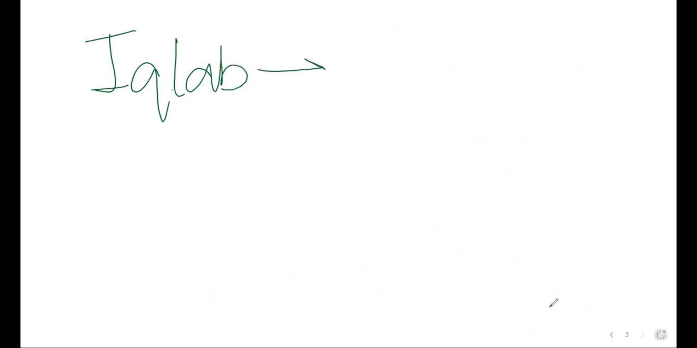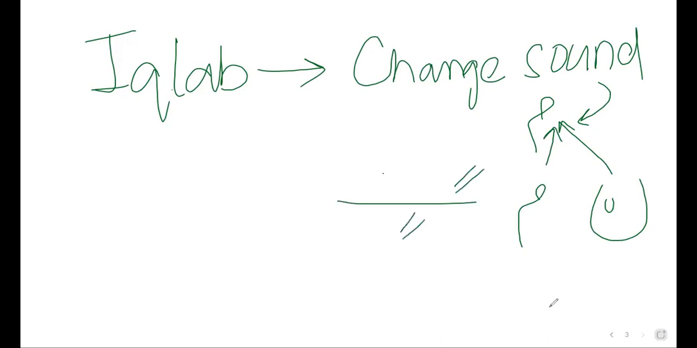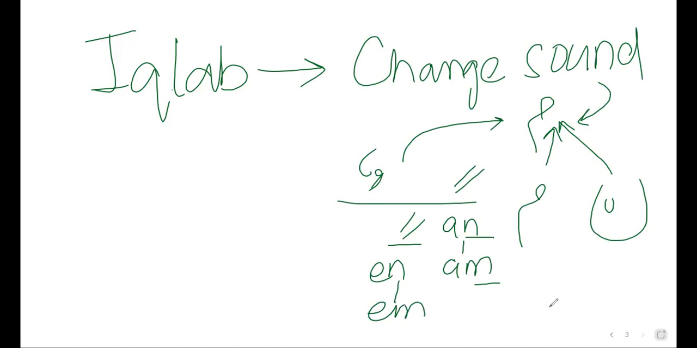Iqlab. Iqlab basically means you have to change the sound. Change the sound into what? Change the sound into meme. If you have the letter noon, change the sound into meme. If you have the letter meme, change it into meme, which is going to be the same. If you have the double zabar, the double zir or the double pesh, just change the un sound into meme. Change the N into meme. The an sound into am, the in sound into im, and the un sound into um.